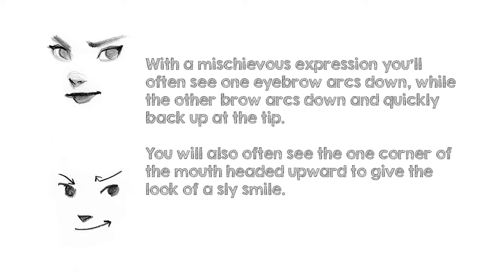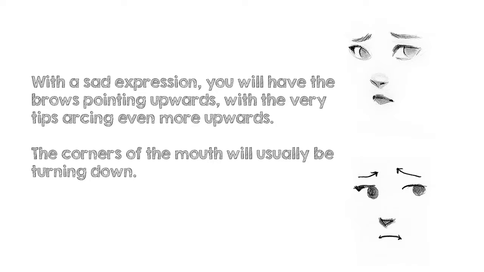With a mischievous expression, you'll often see one eyebrow arc down, while the other may arc down but then quickly back up at the tip. You'll also often see one corner of the mouth headed upward to give the look of a sly smile. With a sad expression, you'll see the brows pointing upwards, with the very tips arcing even more upwards. The corners of the mouth will usually be slightly turned down.